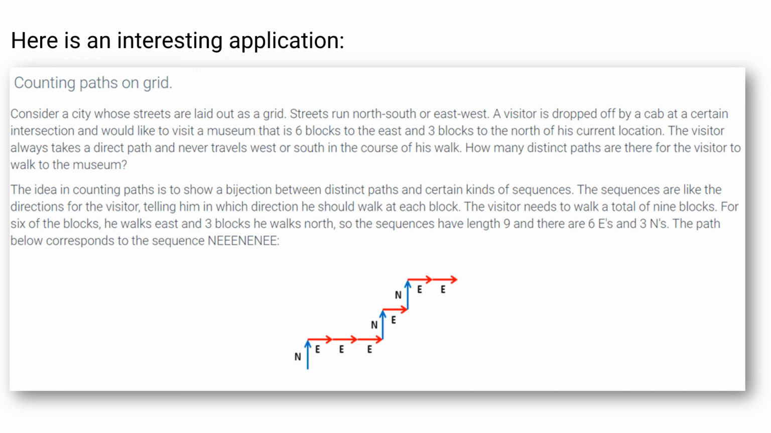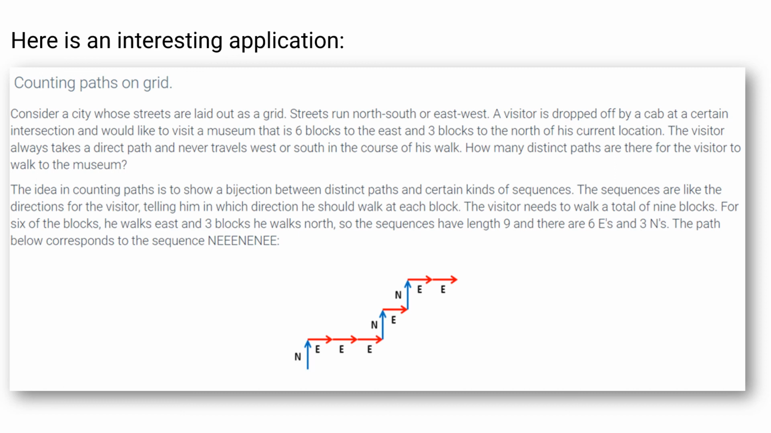So this says, consider a city whose streets are laid out as a grid. So they're either going perfectly north and south, or east and west. Streets run north-south or east-west. A visitor is dropped off by a cab at a certain intersection and would like to visit a museum that is 6 blocks to the east and 3 blocks to the north of his current location.